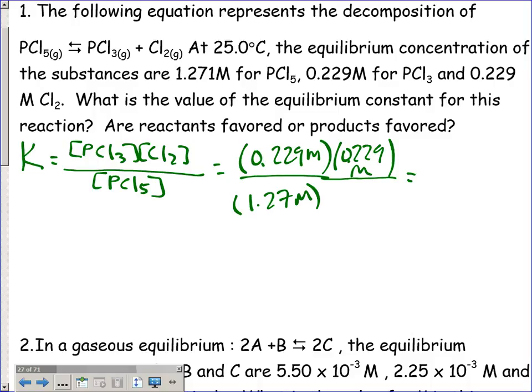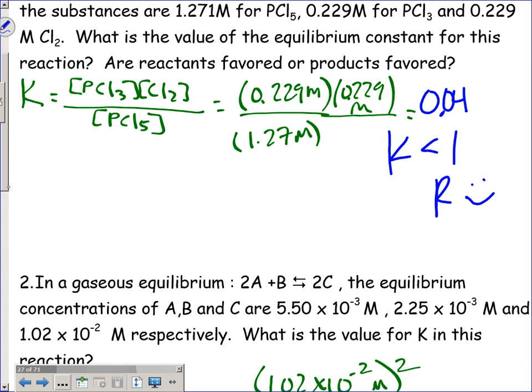All right, so when you plug your values in, what do you get for your K value? Shout it out. Point what? 0.4? Okay, regardless, it's small, right? So K is less than 1, who's favored? Reactants are favored. Okay, great. I'm trusting you guys on all those values. My values are hidden away in a book.